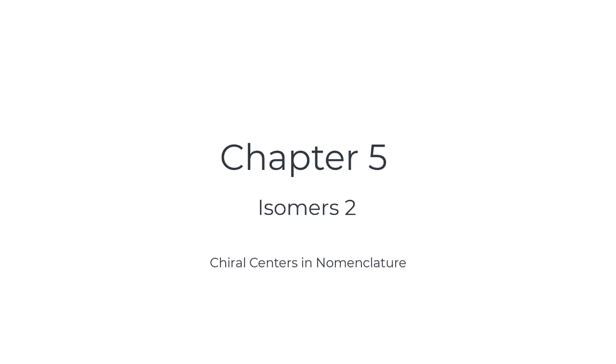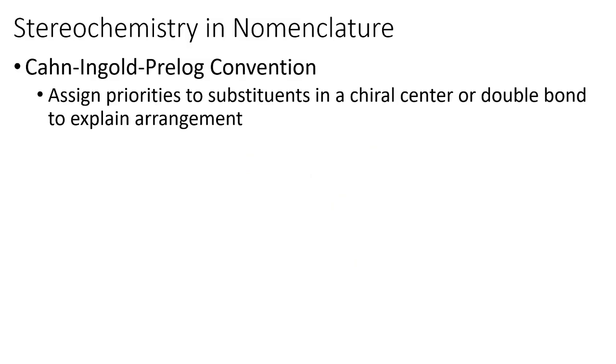In this section of Chapter 5, we're going to put what we know about chiral centers into our nomenclature. So for stereochemistry nomenclature, we're going to use the Cahn-Ingold-Prelog convention in order to help put stereochemistry into our nomenclature. What this does is it assigns priorities to the substituents in a chiral center or around a double bond to help explain the arrangement of the stereochemistry.